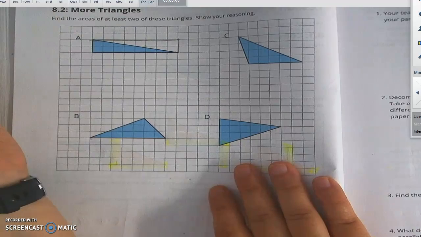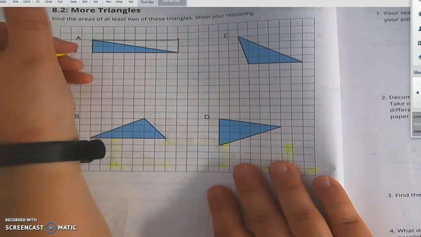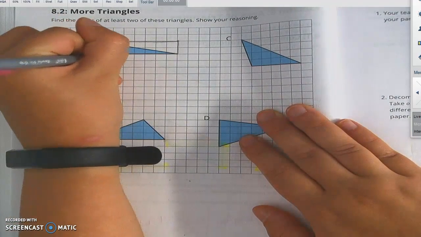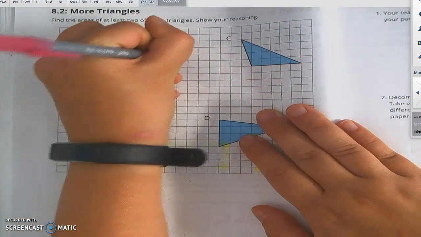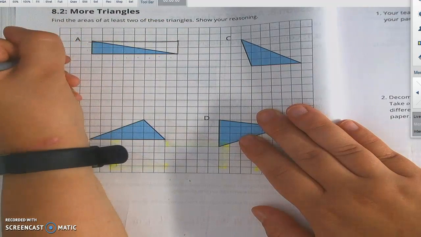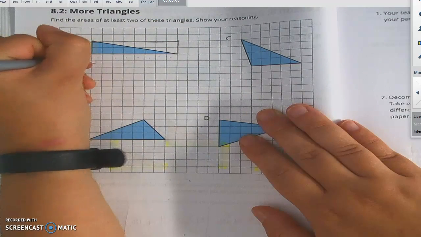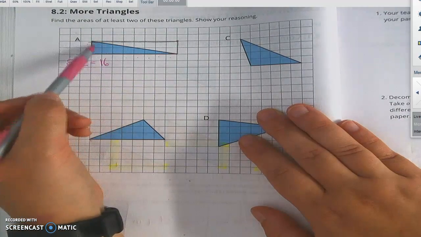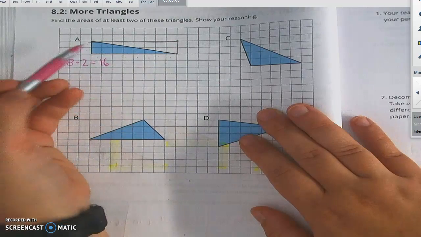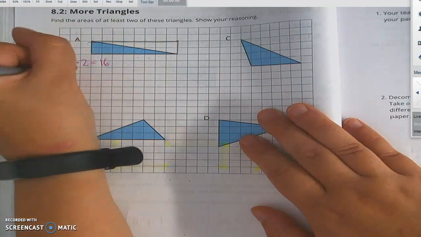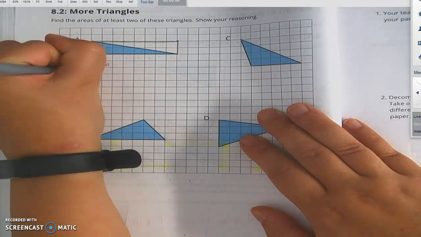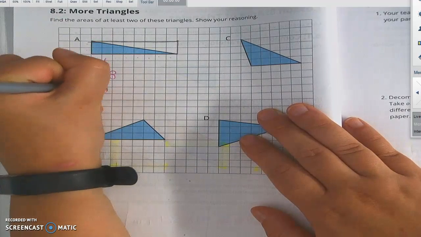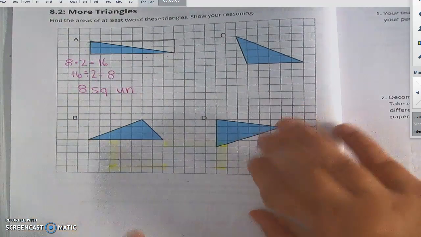it's a rectangle. So now that I have my rectangle, I'm just going to do base times height. So my base was 1, 2, 3, 4, 5, 6, 7, 8. And my height was 1, 2. So 8 times 2 equals 16. So that's the area of this entire rectangle. But I don't want the entire rectangle. I just want half of it. So now I'm going to do 16 divided by 2, which gets me back to 8. So my area for A is 8 square units.